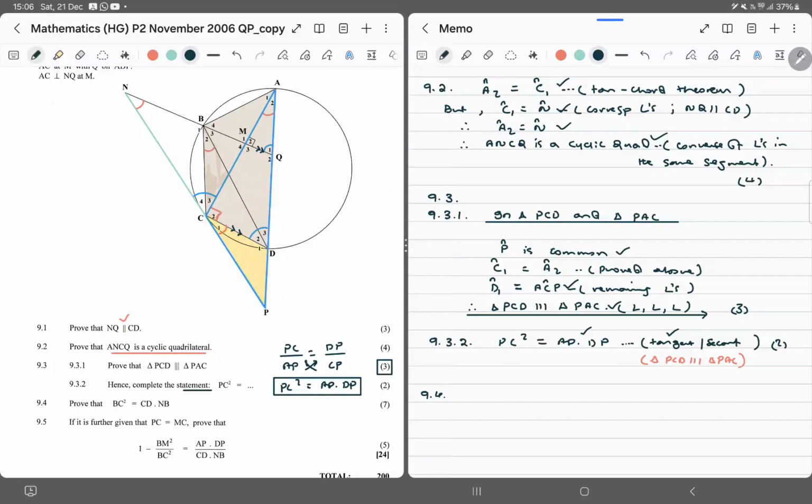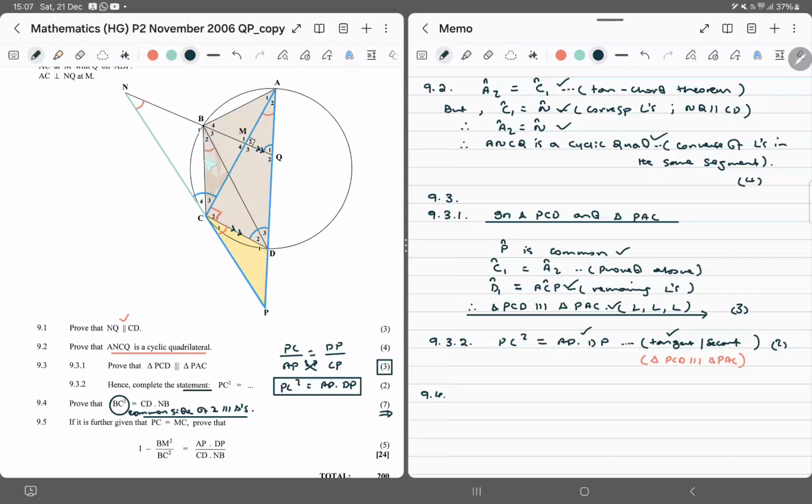9.4. We have a situation where we need to prove that BC squared is equal to CD times NB. Can you see the marks? Now that is not something you can just use a particular property for and that's it. So this is already suggesting we need to prove similarity yet again, where BC is the common side, because once this is squared, it means this must be a common side of two similar triangles, at least. Or we may have to use some Pythagoras or whatever to get here, but this is the suggestion.